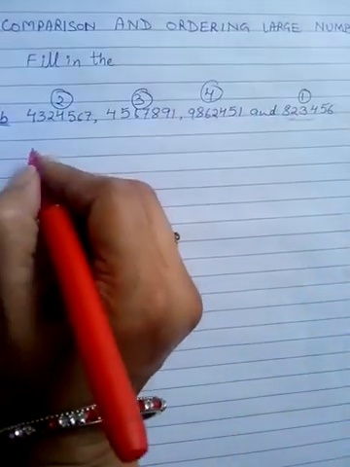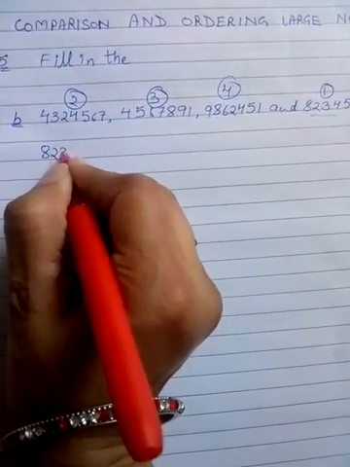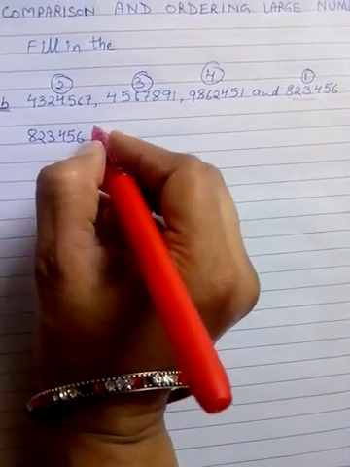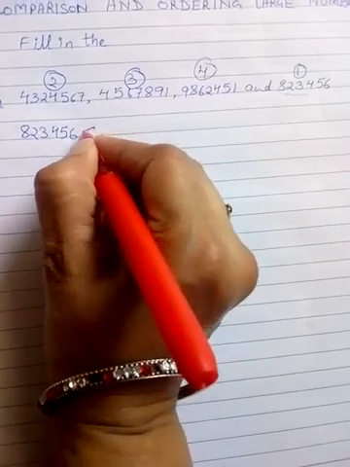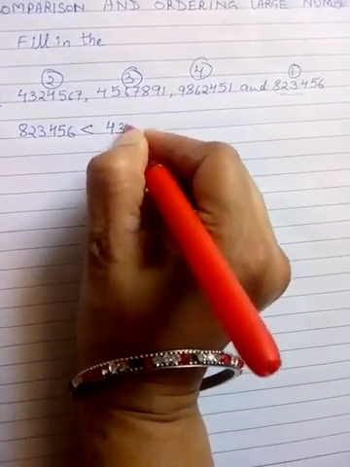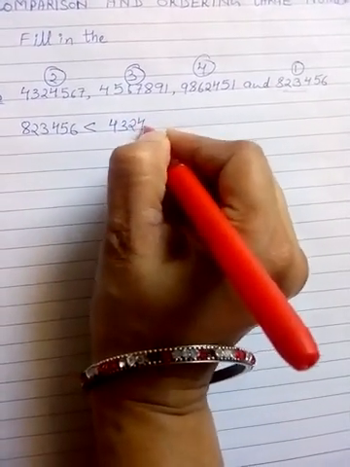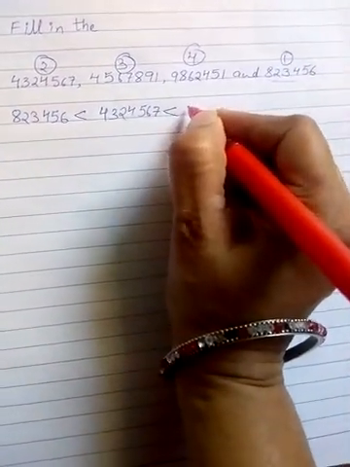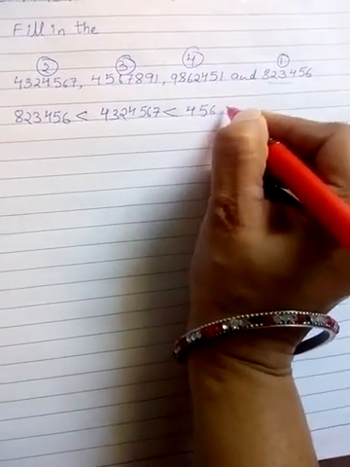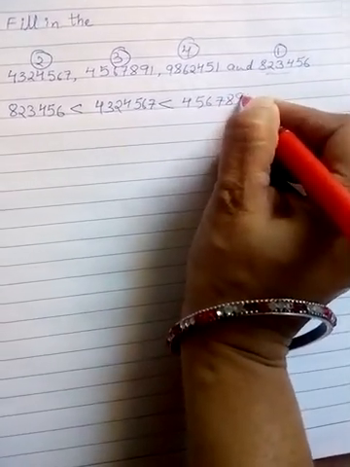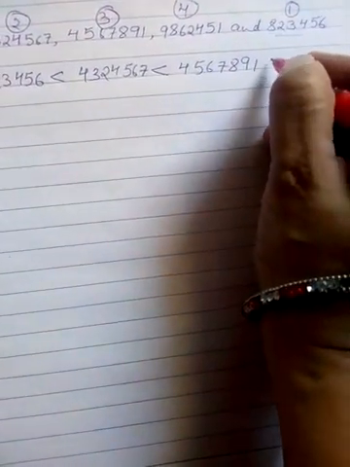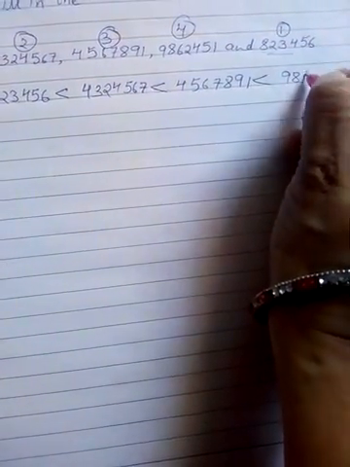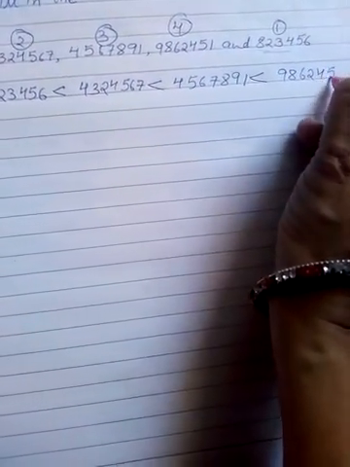So how can we write them? It's 8,23,456. Okay, 8,23,456 is lesser than 43,24,567. Okay, and then this is lesser than 45,67,891. Okay, and the last one, the greatest one, is in ascending order. Then 98,62,451.